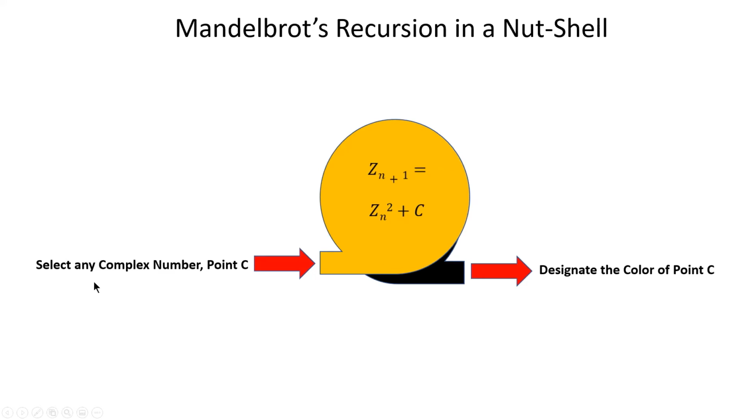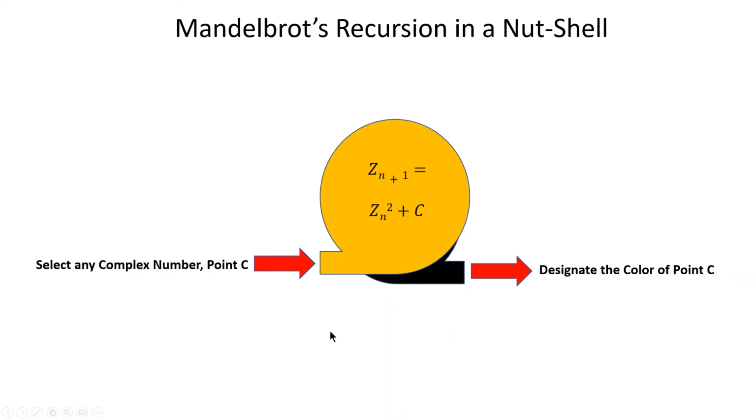That's it. If you select a number on the complex plane, call it point C, and input it to Mandelbrot's recursive equation, it will come out with a designation as to what color to make point C on your graph. And that's it.